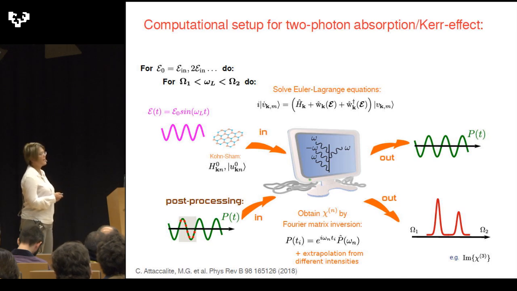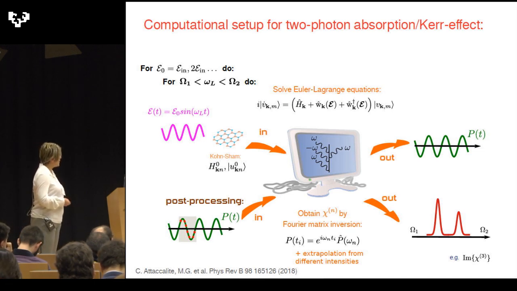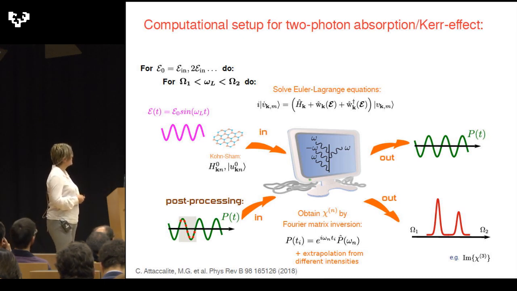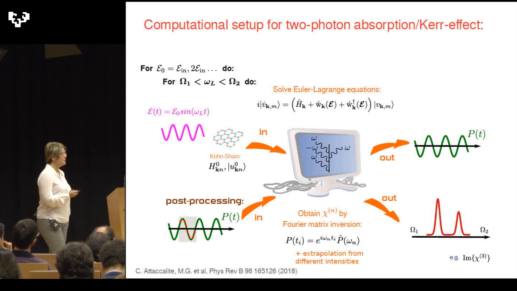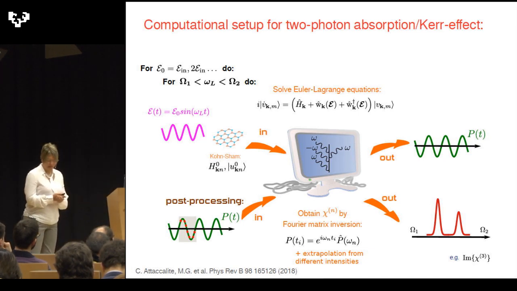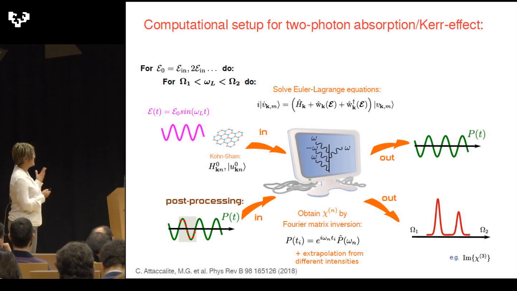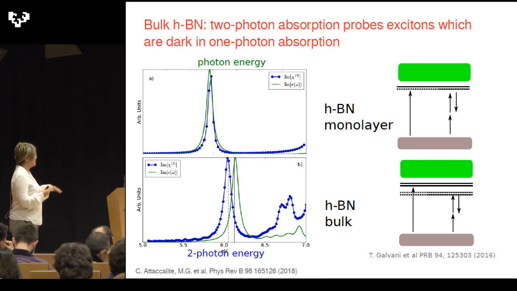And we are doing quite the same in our computational setup. So it's very similar to what we have done before, but we are just looking at this for different fields. And then by extrapolation, we are able to get the 2-photon absorption or Kerr effect spectra. And this one we apply to a system where you really need to describe excitons, as shown at the beginning, the hexagonal boron nitride. If you don't use the Bethe-Salpeter equation, you really don't get any feature.